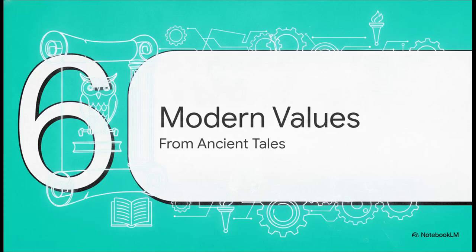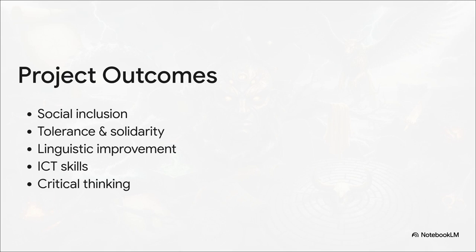All right, final section, Part 6, Modern Values from Ancient Tales. So what's the actual real-world payoff of blending ancient mythos with modern logos? Well, the results are incredibly tangible. By picking apart these dark themes, the curses, the plagues, the villains, these students are actually building bright, modern skills. The project documented a real increase in social inclusion and equality as kids learn to accept diversity. We're seeing better tolerance, more solidarity.